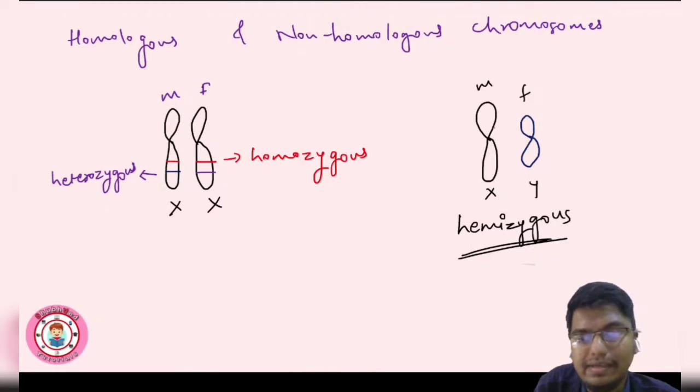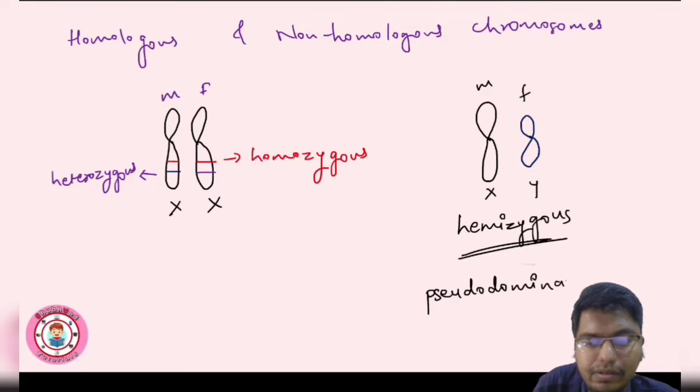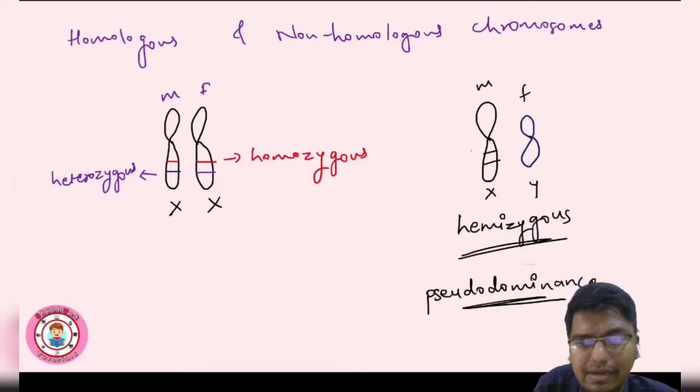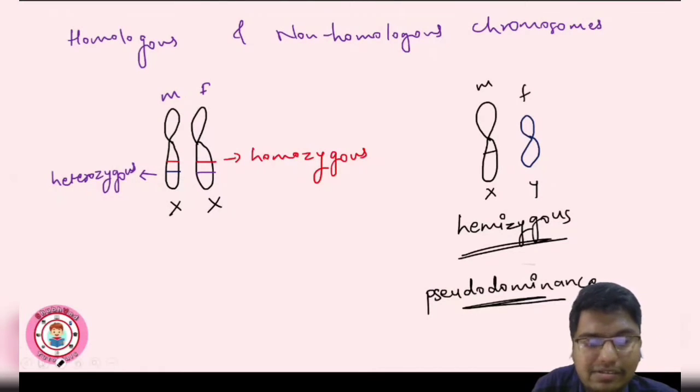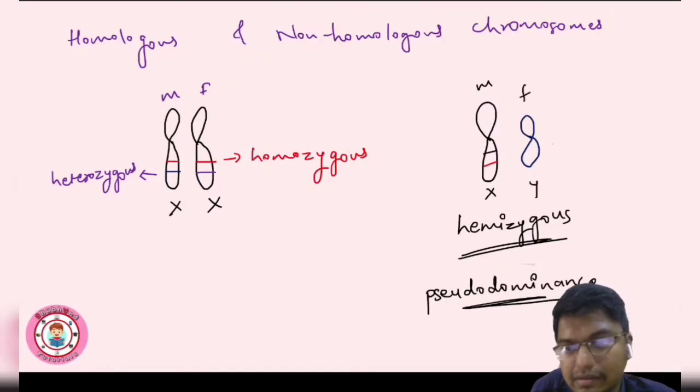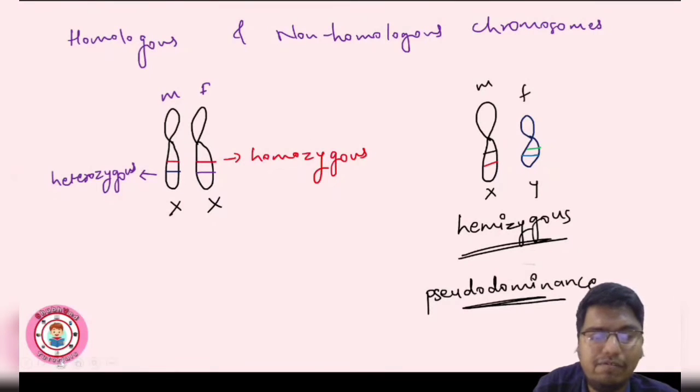Why? Because X chromosome genes have no counterparts. Y has its specific genes and X has its own specific genes. So there is no condition like homozygous and heterozygous here. What pattern do we see here? We see pseudodominance. Suppose this is a recessive allele; it is better to draw with a separate color to show the different genes. Here are different alleles.